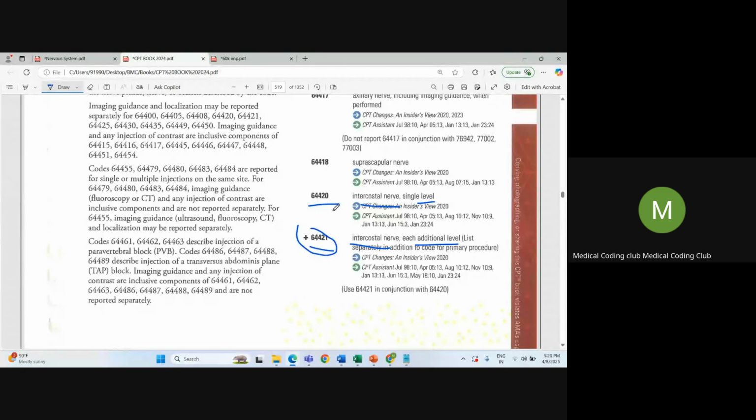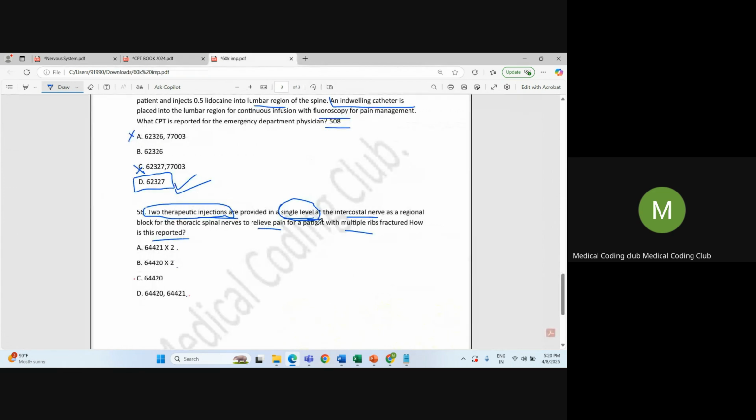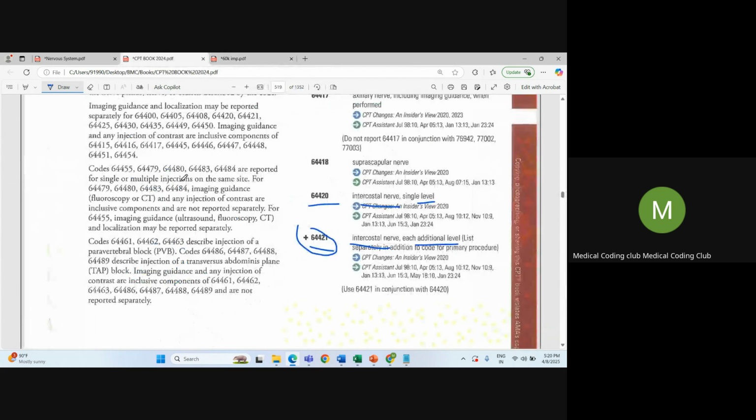64420 and additional code 64421. Okay, multiple level means they should mention L1 to L2, L3 to L4. Likewise, then you will consider there are two levels. Here it is a single level in our question. So for that, see single level on intercostal nerve. For that, the answer should be 64420. You don't need to give any units or any additional code. So single code 64420 is the correct answer, because it says single level 64420.